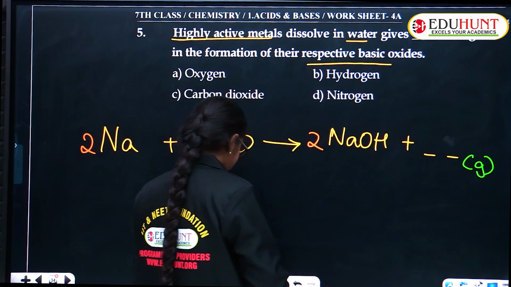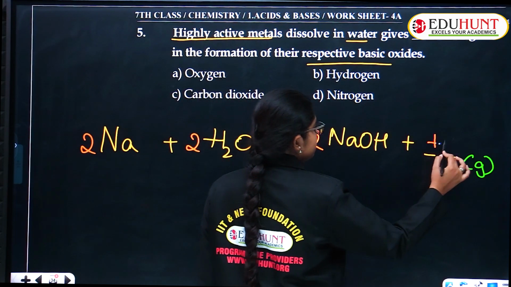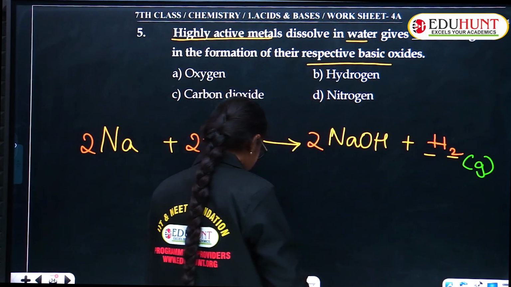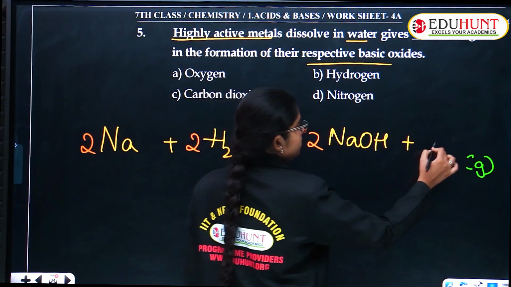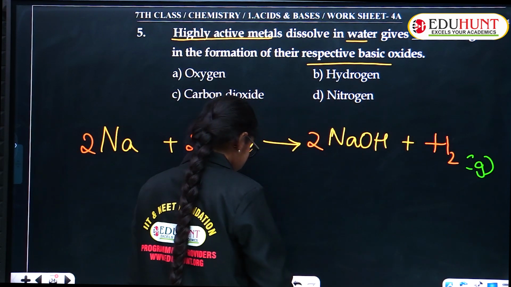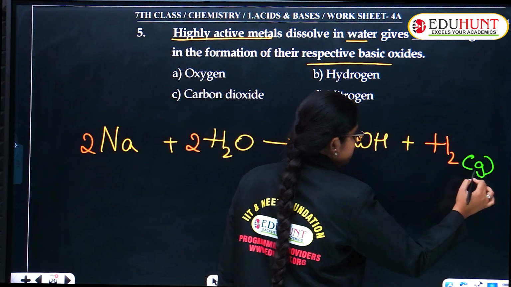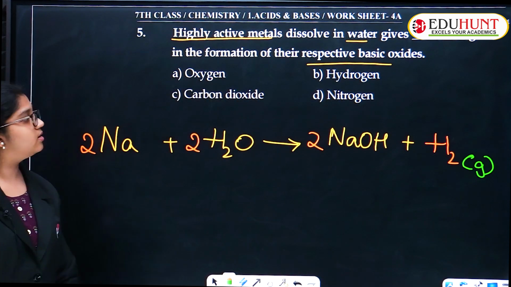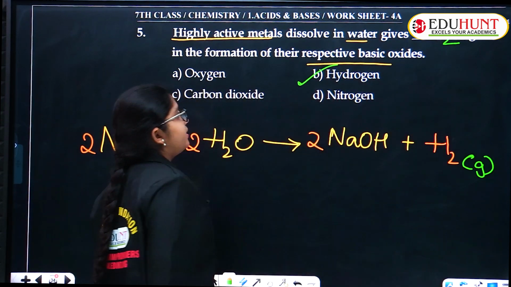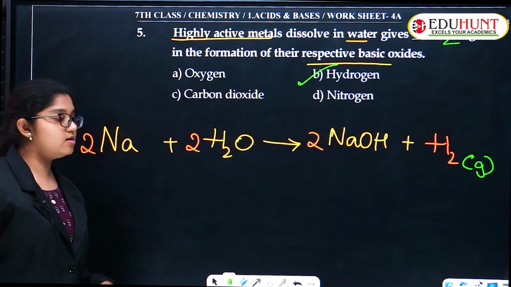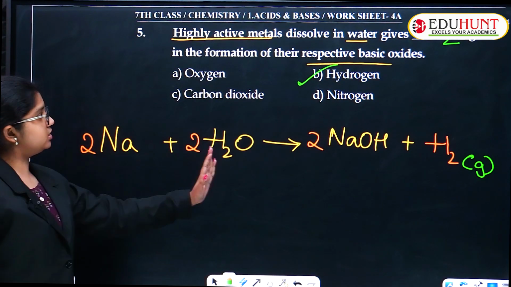Left over 1 is which gas? H2. I'll write it again: H2. Which gas is that? H2. Fine. The given blank is hydrogen gas, option B, H2. Clear? This is all about the fifth bit.